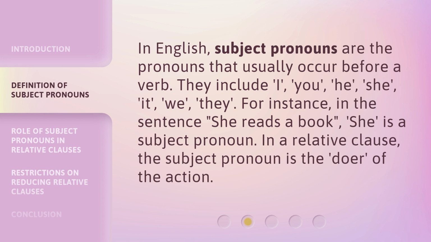In English, subject pronouns are the pronouns that usually occur before a verb. They include I, you, he, she, it, we, they. For instance, in the sentence, "She reads a book," "she" is a subject pronoun. In a relative clause, the subject pronoun is the doer of the action.